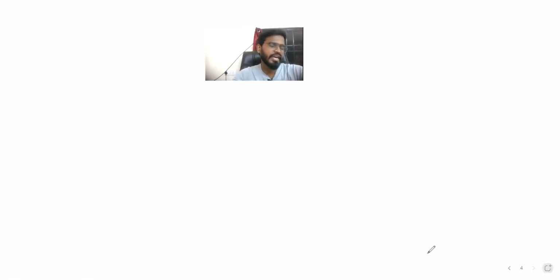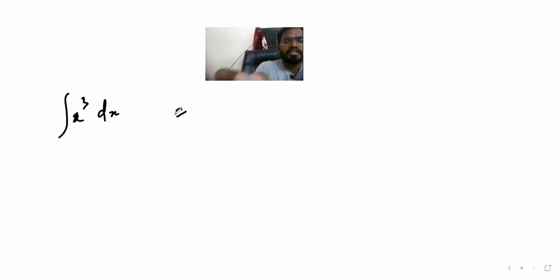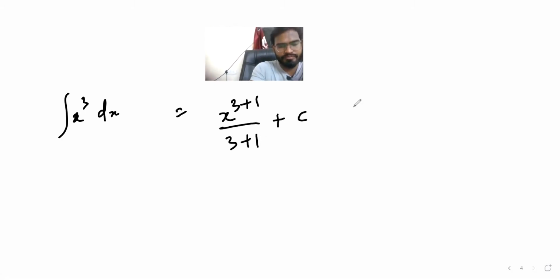Let's see the next question, integral of x to the power 3 dx. So what will be the answer? x to the power n plus 1, right? So x to the power 3 plus 1, divided by 3 plus 1, plus c. So x to the power 4 by 4 plus c is going to be the answer.